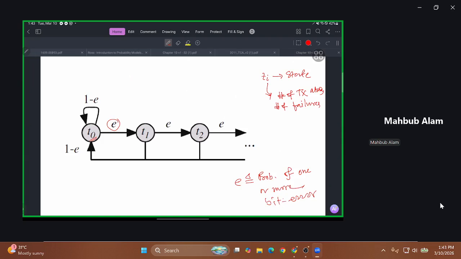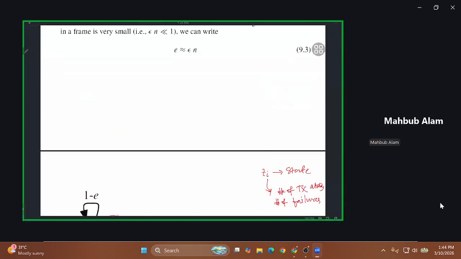So if the frame or packet experiences a single bit error, we assume that the packet is corrupted and the packet actually needs to be retransmitted. So E is the probability that at least one bit is erroneous. How do we calculate this one?